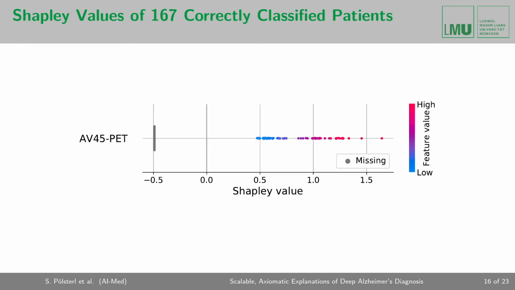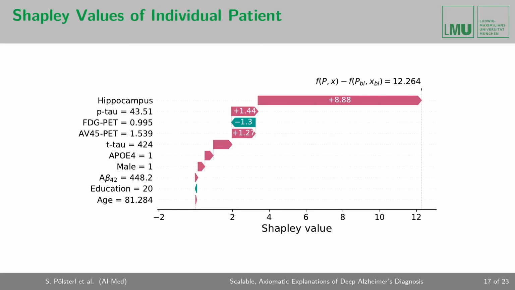For instance, if we look at AV45 PET, it tells us that the model associated high values, indicated in red, with stronger evidence for dementia than low values, indicated in blue. This is in line with our medical understanding that a higher amyloid load in the brain is associated with cognitive decline. The second plot shows the Shapley values for one particular patient.